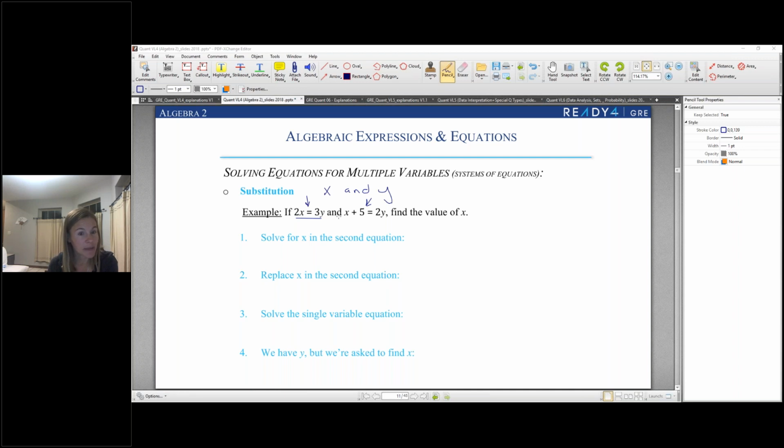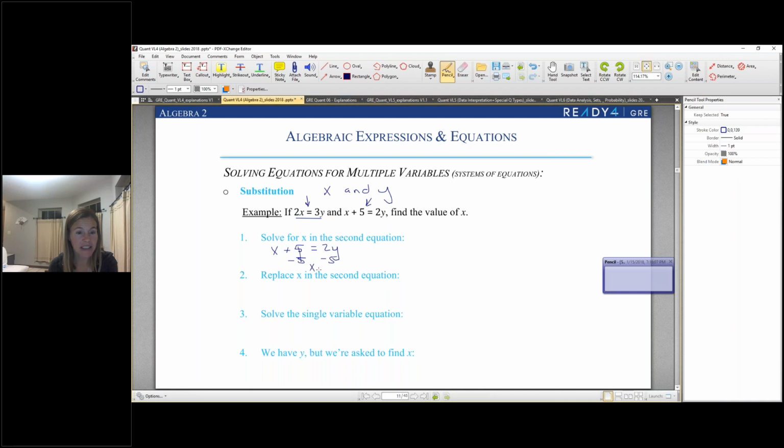The first thing I'm going to do is solve for x in the second equation. So we start with x plus 5 is equal to 2y. And if we solve for x, that means get x alone. So subtract 5 from both sides.